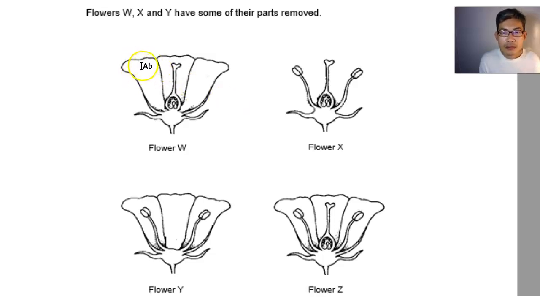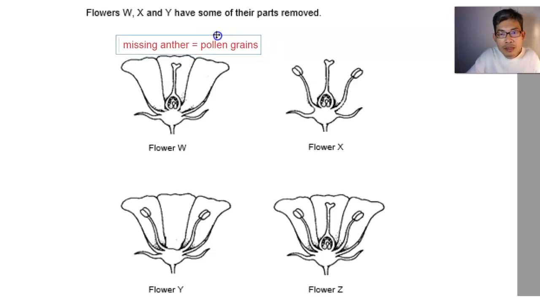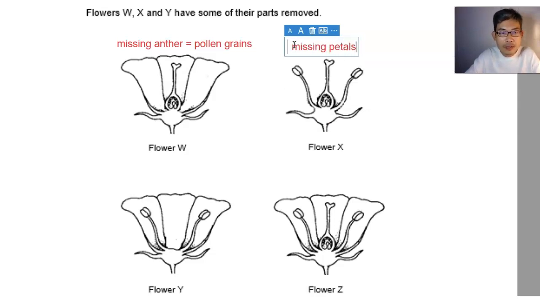So this will be the petals. This will be the stigma. What is missing here? Let's write it down. What is missing here is the anther. An anther provides the flower with pollen grains. So this flower doesn't have its own anther. Now this one has its anther, stigma, and ovary. So what is it missing? It's missing the petals.